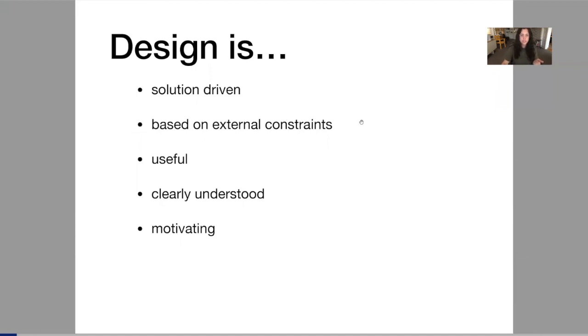External constraints. So one of the best pieces of design that pops into my head right now is a stop sign. It has a job, it has a function. It's also been designed and it has become so understood as a piece of visual communication that nearly everybody knows what that means intuitively. So your design should be clearly understood by everybody who sees it, and it should motivate the end person to do some sort of action.